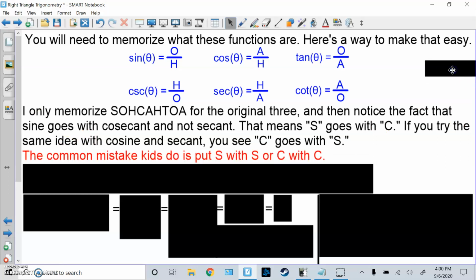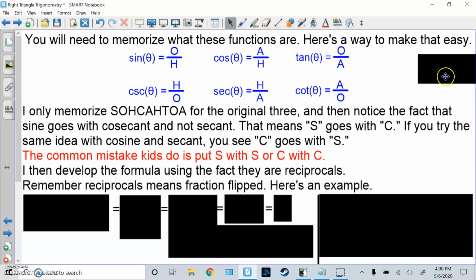The common mistake kids make is they put S with S and C with C. For example, sine with secant is wrong, those are different letters. I then developed the formula using the fact of reciprocals. Remember, reciprocal means flip the fraction, so here's an example.